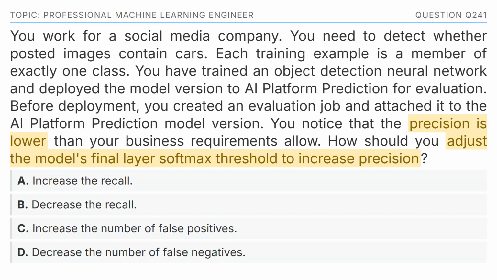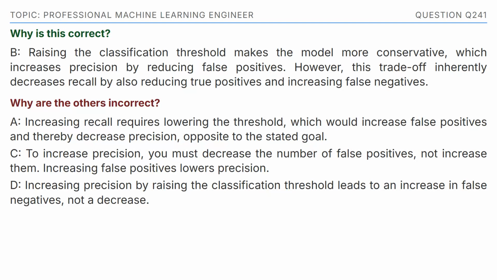To arrive at the correct answer, we focus on the keywords: precision is lower, adjust the model's final layer softmax threshold to increase precision. The correct answer is option B, decrease the recall. Why is this correct? B. Raising the classification threshold makes the model more conservative, which increases precision by reducing false positives. However, this trade-off inherently decreases recall by also reducing true positives and increasing false negatives.